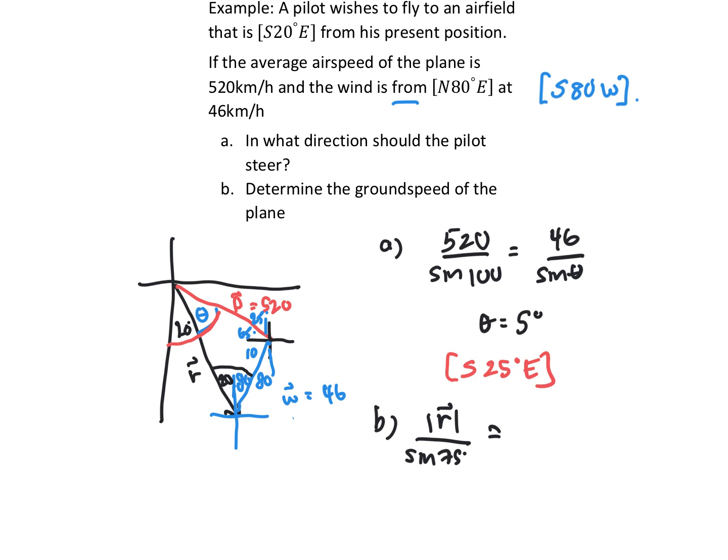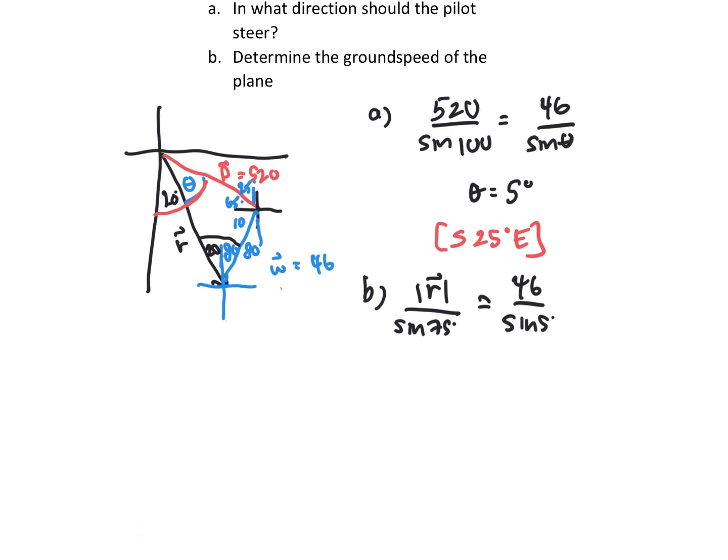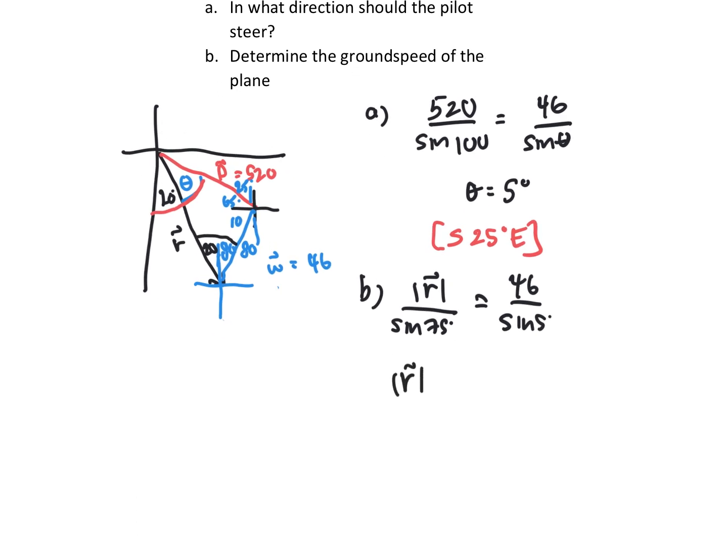And then we can use either of the other two. I'm going to use the 46, which is opposite angle of 5 degrees. And we're going to do that calculation. And that works out to be 510 kilometers per hour.